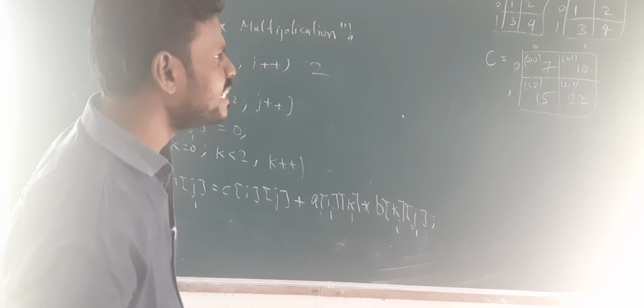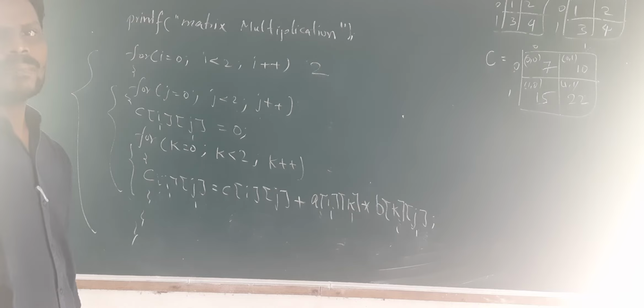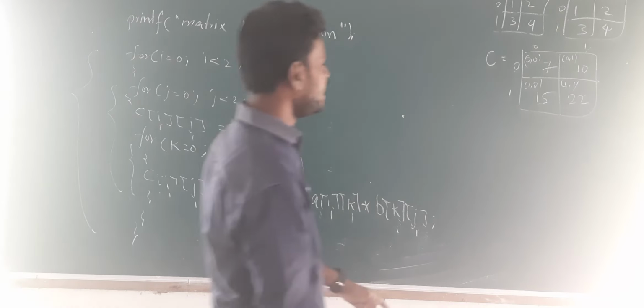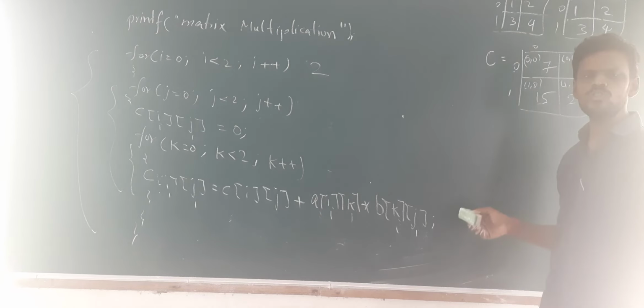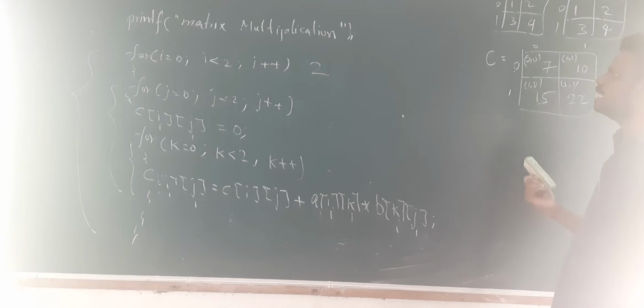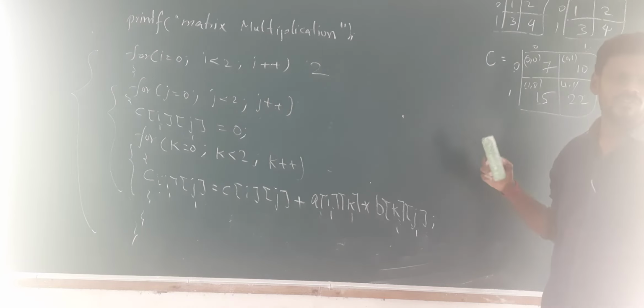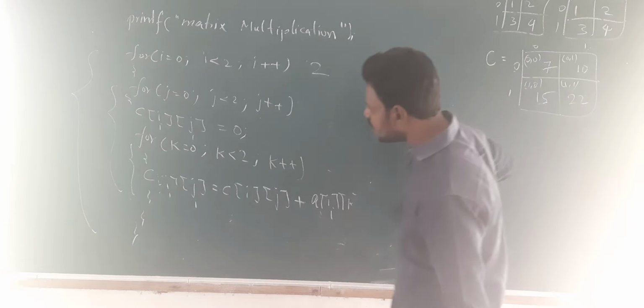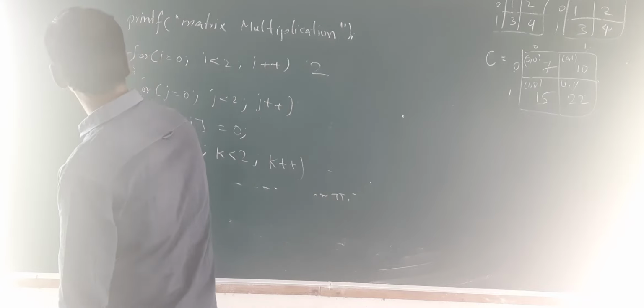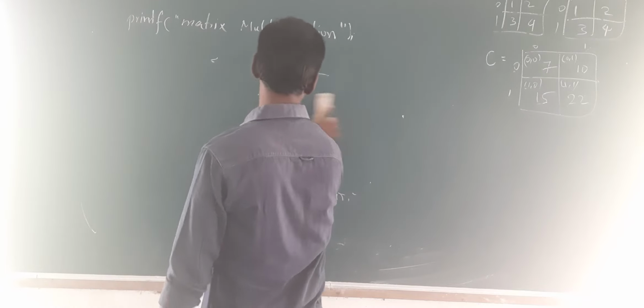Now I need to print them on the screen in the form of a matrix. See, if you write for i equals to 0, i less than 2, i plus plus, for j equals to 0, j less than 2, j plus plus, print what? C of i j. If you do that, it won't print in this particular format, but it will be printed like 7, 10, 15, 20. So in order to print them in a matrix format, you need to go for the formatting of the output.